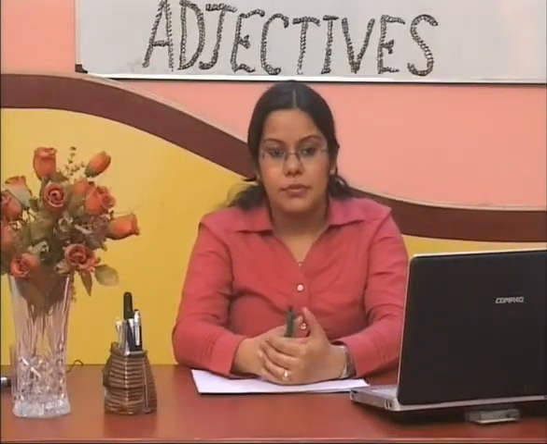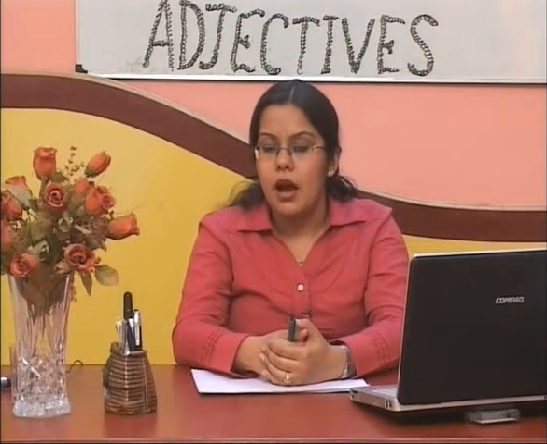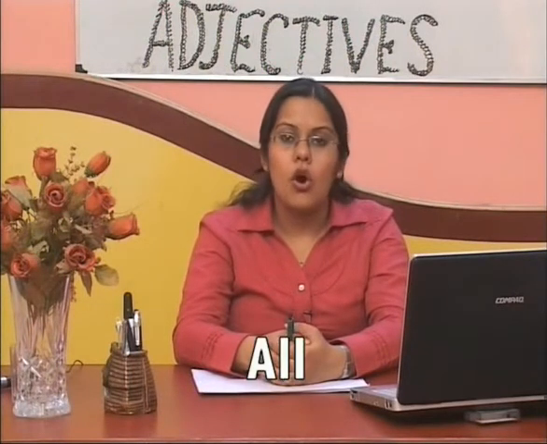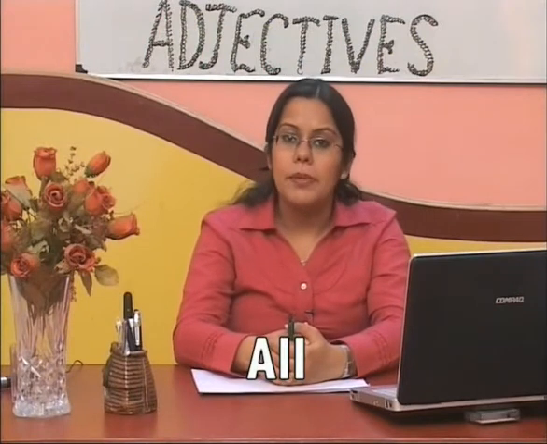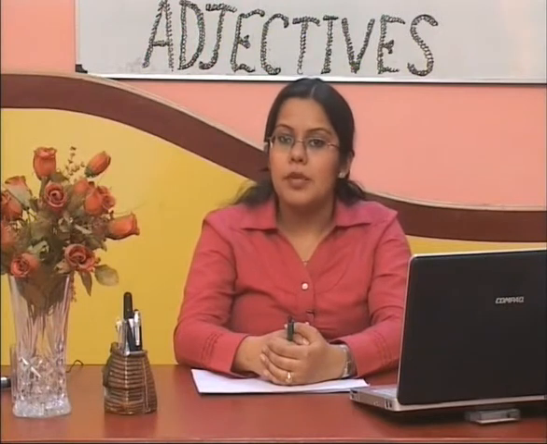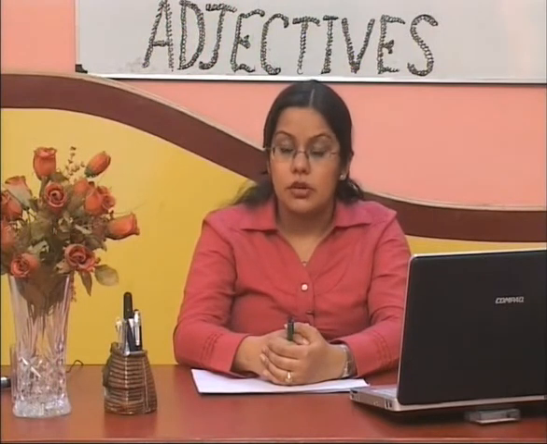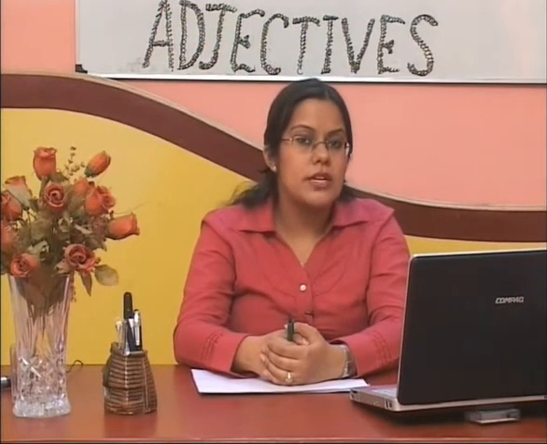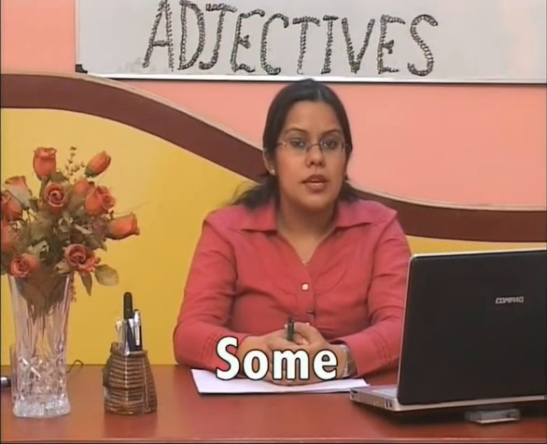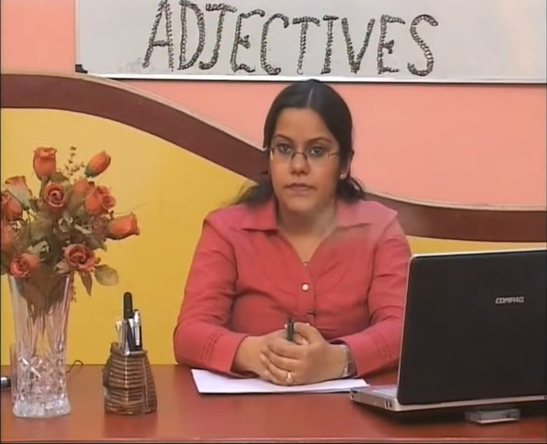Let's take some examples. All men are mortal. How many men are mortal? All men are mortal. So all becomes the numeral adjective. Some people are rich. Now you mean to say not all but only some. How many? Some. So some becomes the numeral adjective.